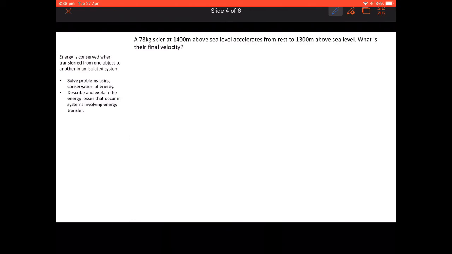So now for an example, we've got a 78 kilo skier at 1400 metres above sea level, and they accelerate from rest to 1300 metres above sea level. What is their final velocity? So we know that the kinetic energy plus the potential energy to start with is going to be equal to the kinetic energy plus the potential energy to finish with.